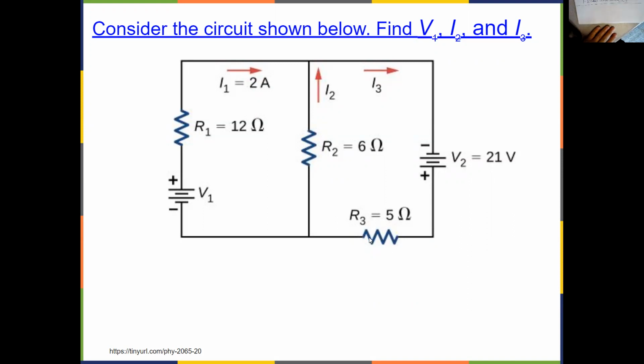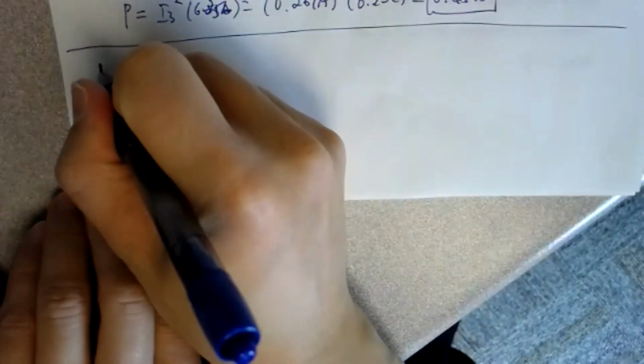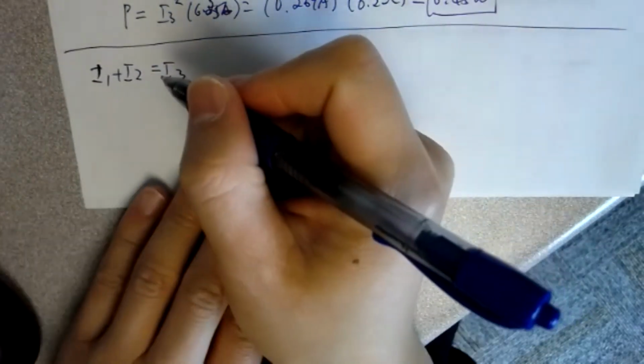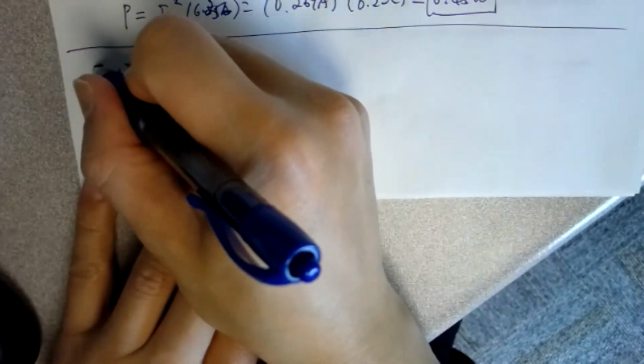So you have three unknowns to find. There are two junctions, and they are the same in this problem, so you'll pick one junction and then two loops. The first loop on the left-hand side and the second loop on the right-hand side. So the first equation is I1 plus I2 equals I3, because I1 and I2 go in and I3 comes out.